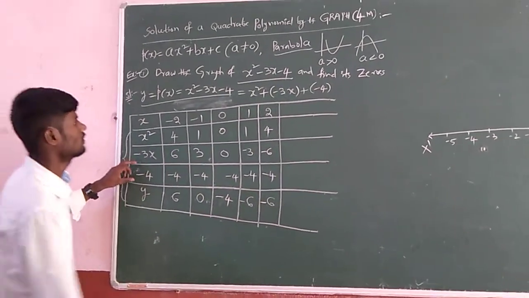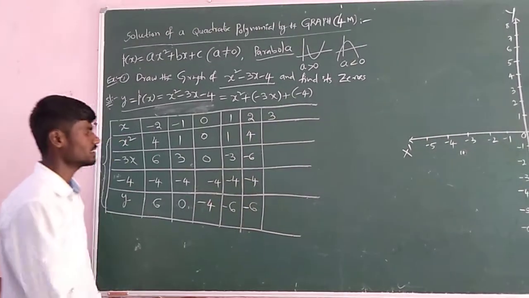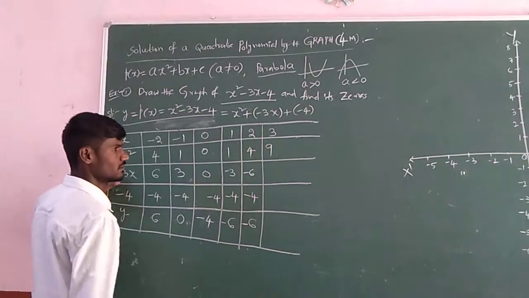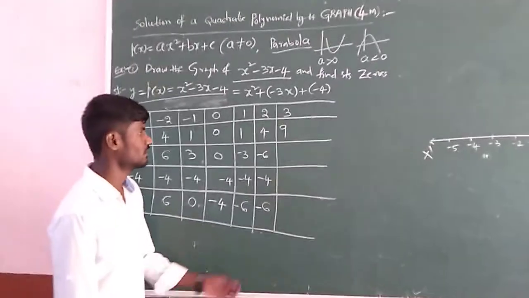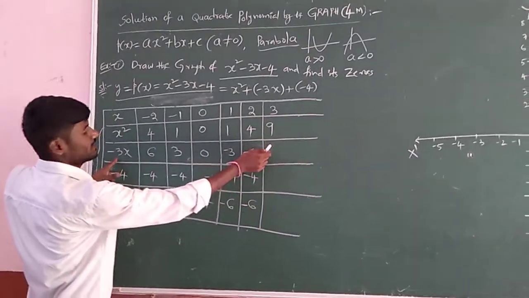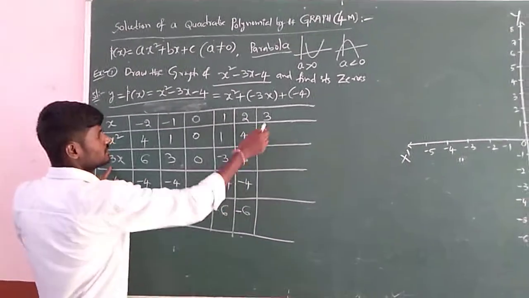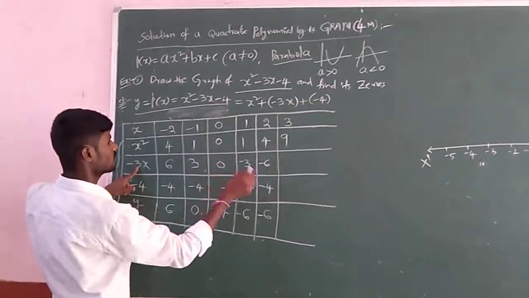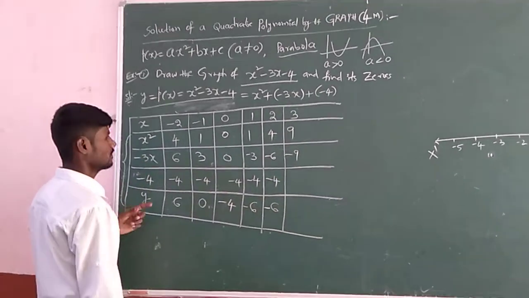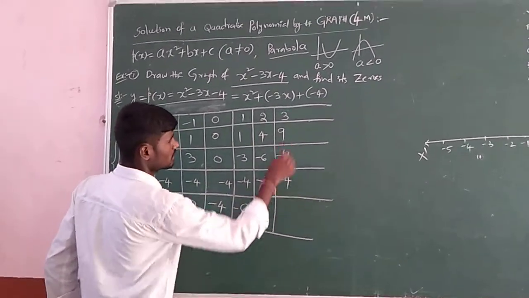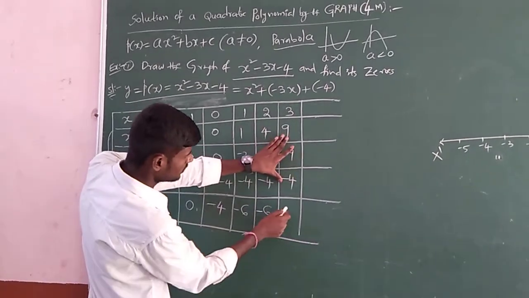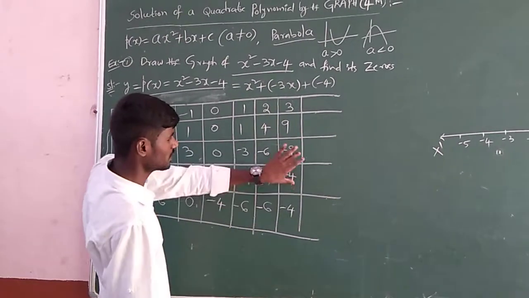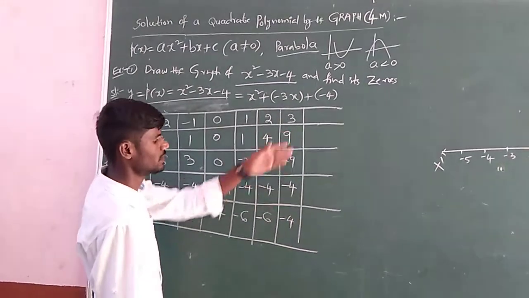Next one, suppose 3. If you take 3, what will we get? x square is 9. Next, the minus 3x term: minus 3 into x, which is 3. x square means 3 square, 9. And minus 3x: minus 3 into the x value 3, minus 9. And minus 4 as it is. We have to add these three and write the result here. 9 plus minus 9 is 0, so directly we will get minus 4. Otherwise, minus 4 minus 9 is minus 13, plus 9 is minus 4.